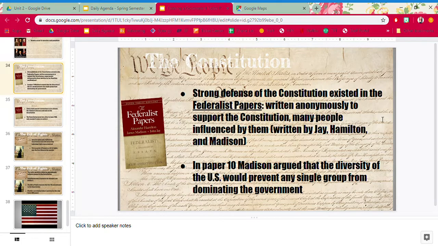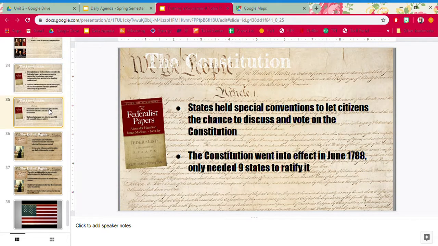We only needed 9 states to agree to pass the Constitution for it to go into effect. So only 9 of the 13 had to say, okay, we agree, we'll sign the Constitution, this will be our new government. Only 9 were needed. Delaware became the first state to ratify the Constitution, right, to sign it into law.